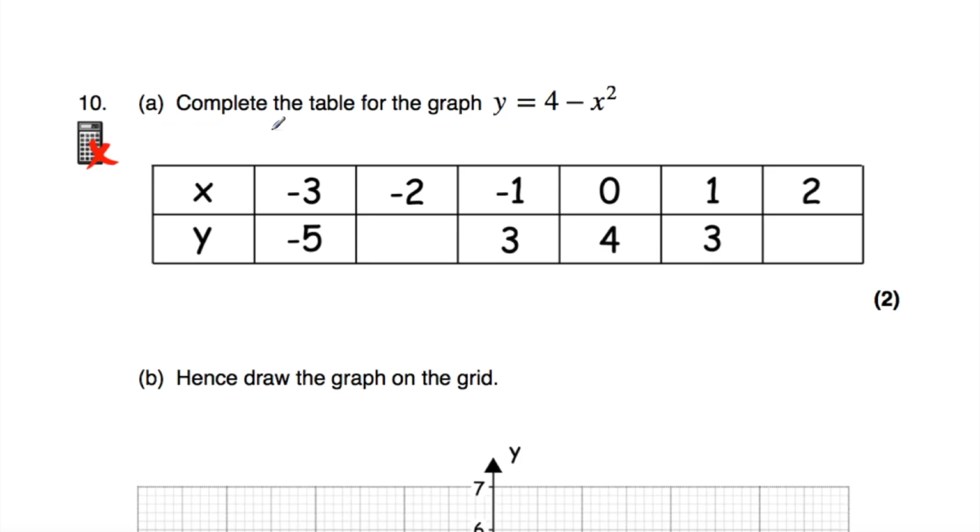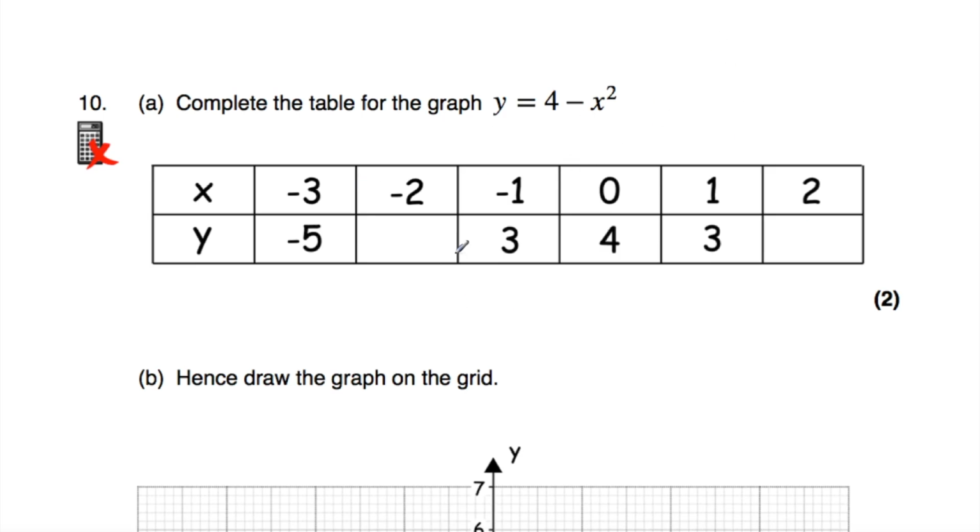Okay, let's look at our next question, question number 10. So question number 10, we've been asked to complete the value of tables for y equals 4 subtract x squared. So this time, rather than being x squared, we've got a minus x squared. And you're going to see that that changes the shape of the quadratic graph. So rather than being a U-shaped parabola, we're going to get an N-shaped parabola. So it's going to be the other way around. So let's have a look at this.